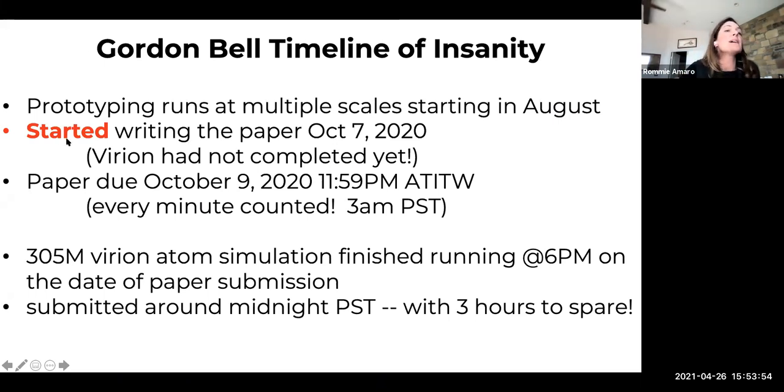We did not even start writing that paper until October 7th. That was the first time we really put words in it. The virion, the 300 million atom system, had not even completed yet. The paper was due October 9th at any time or any place in the world, which meant it was like French Polynesia, so we had till about 3 a.m. Pacific time. I tried to go back to our Slack channel, folks, because there are 20 people on the Slack channel, many of whom I'm sure are at this talk.